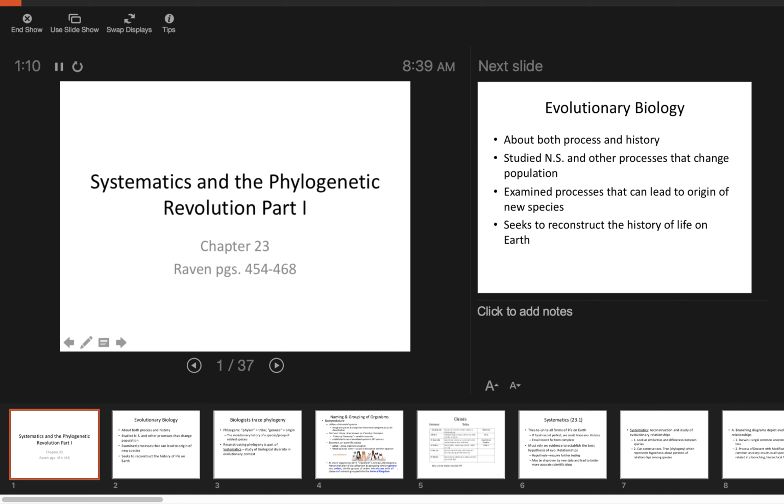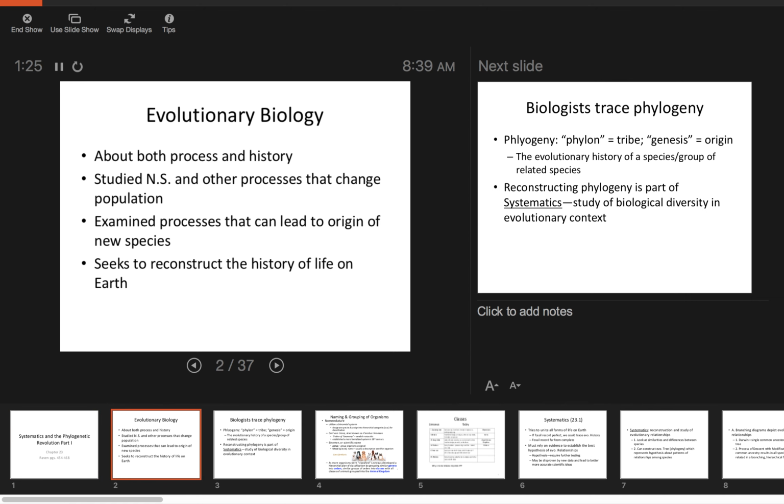Okay. So chapter 23 is about systematics. And so we're going to talk about how animals are grouped, how animals are named, and then we'll end the lecture talking about cladograms, and then I do have a cladogram assignment for you.